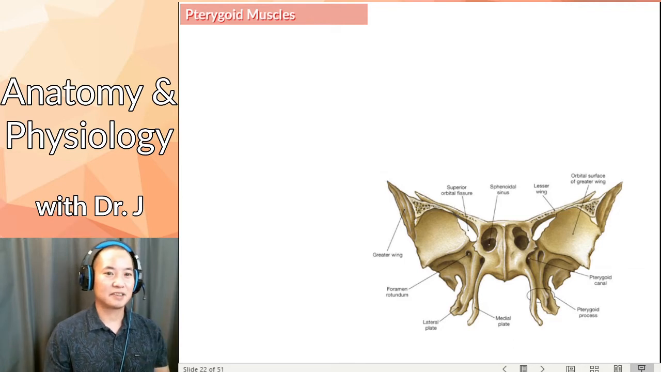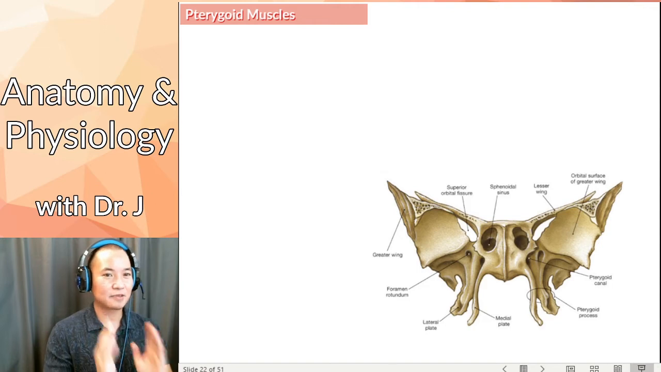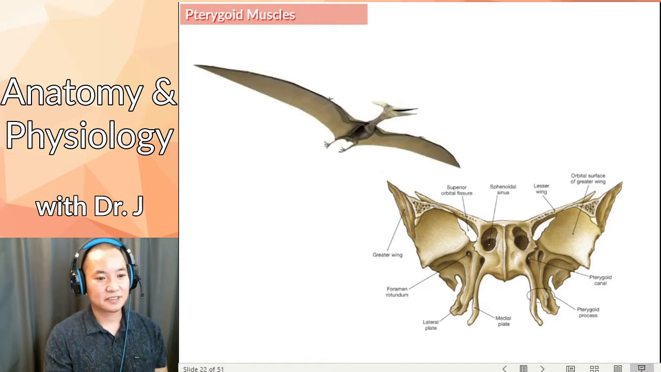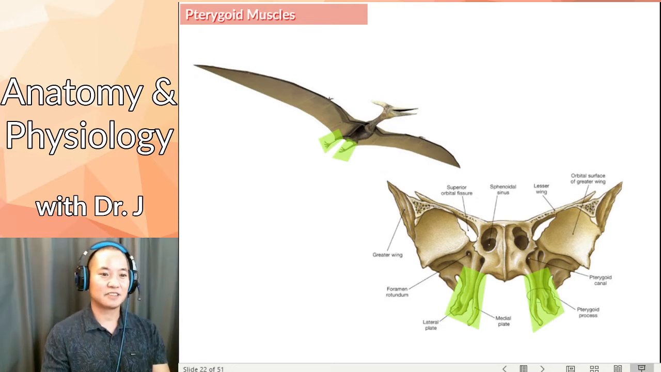I talked about bumps and projections versus holes and grooves. Whenever you have some sort of bump or ridge in a bone, typically something attaches to it. This is a great example of how a projection or protrusion in the bone helps muscles to attach to it. Remember that the sphenoid is a winged bone, with a greater and lesser wing. I like to think of it as a pterodactyl. The little feet of the pterodactyl are the pterygoid processes that attach the pterygoid muscles.